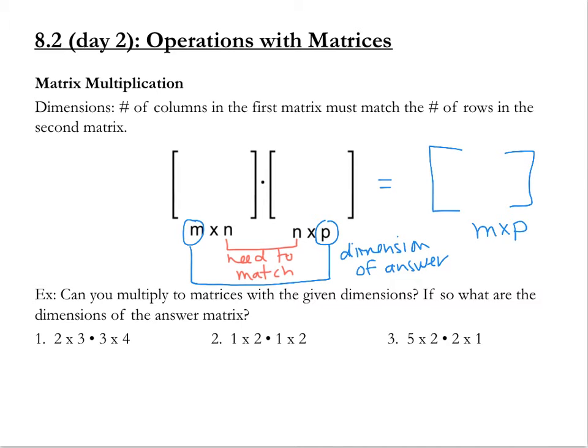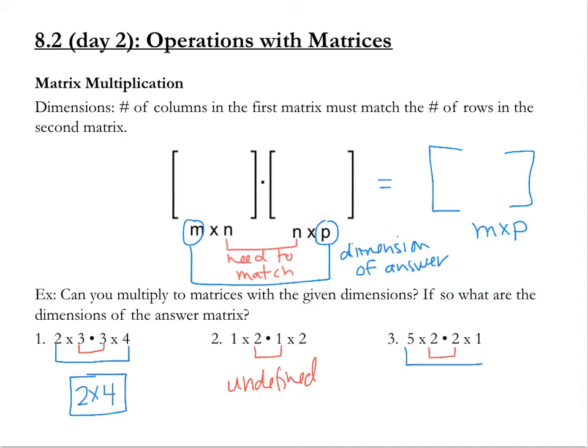So looking at number 1, the first thing we check is that these inside ones have to match. If they match, then the outside ones tell me how big the answer would be. The answer would be a 2 by 4. And then in number 2, the inside ones do not match, so this is going to be undefined. This will not work. And then take a look at the last one. These inside ones work, they match, so the answer is going to be 5 by 1. Okay, so that's just understanding what size the answer will be, which will help us to set up what the answer has to look like.